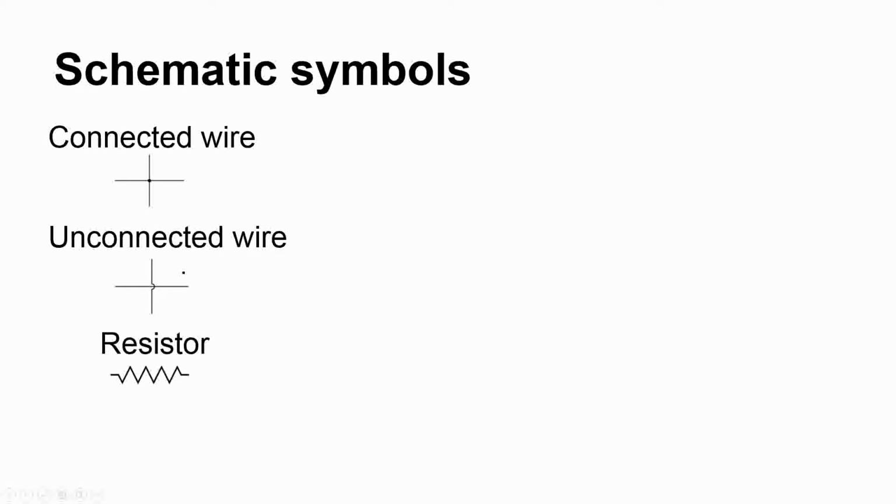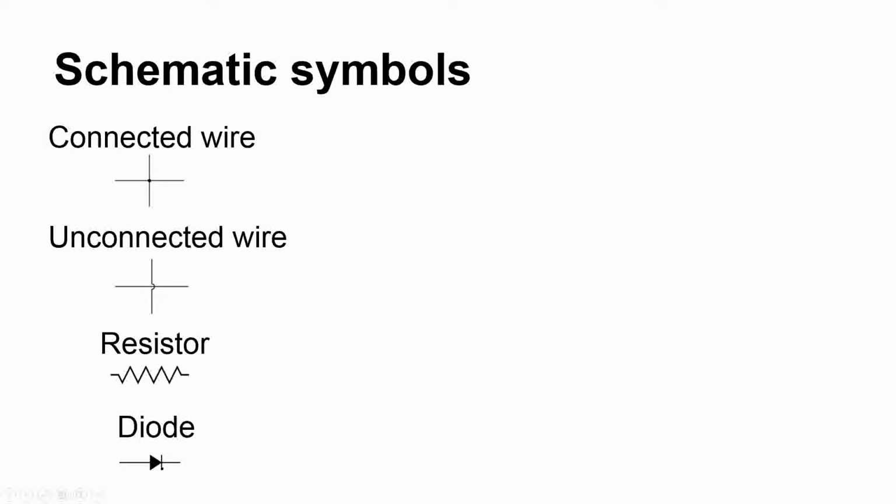Next is probably the most commonly recognized schematic symbol in a circuit, and that's the resistor component here. This symbol here is for a diode. Notice that the direction in which the arrow is pointing indicates the direction in which the current can travel.